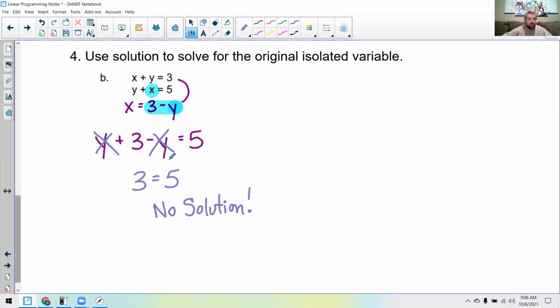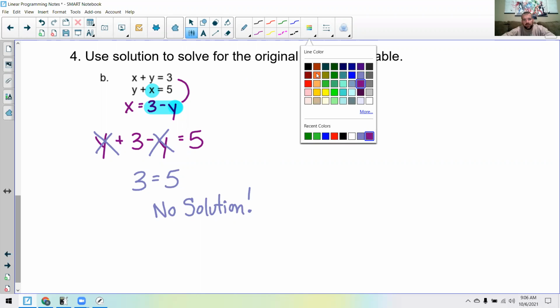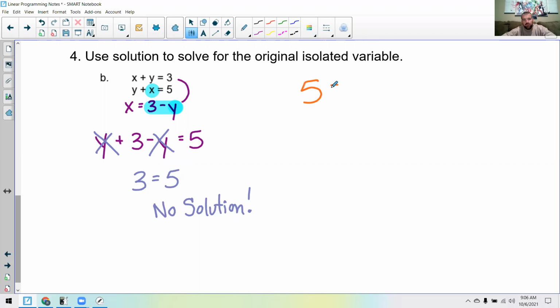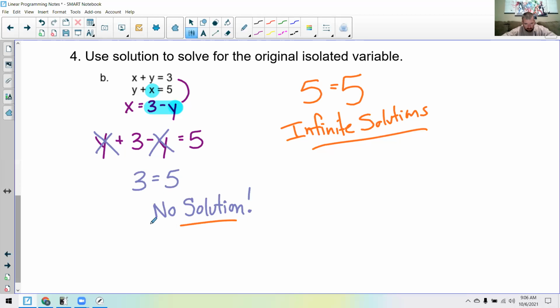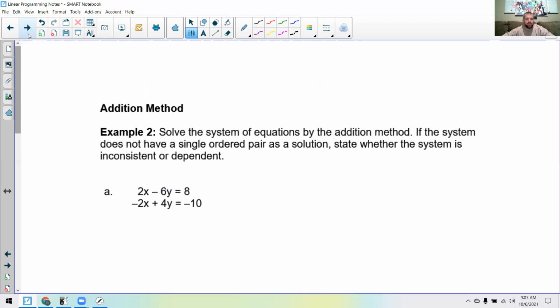How would you know the difference between an inconsistent system and a dependent system, if there's no solutions or there's infinite solutions? If for some reason I was solving this just like before, and I ended up getting something like 5 equals 5, that would be infinite solutions. So if you get something that does make sense, infinite solutions. If you get something that doesn't make sense, no solution. We'll do more examples, so I'm not going to do that one right now.